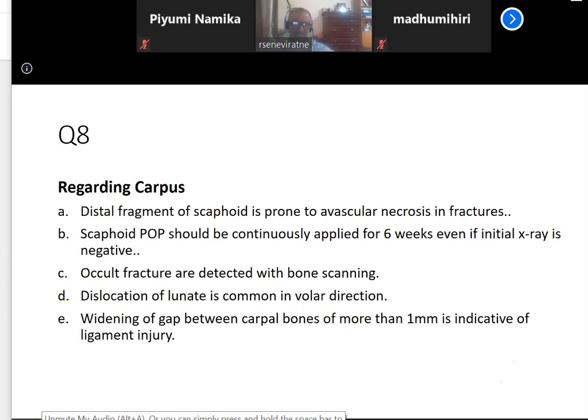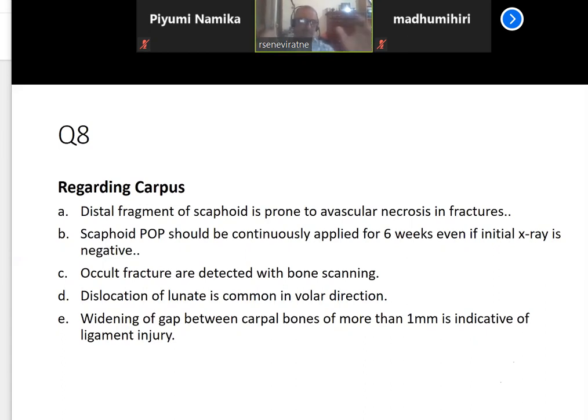Anybody? True. Not really, because it's like this, right? It's very important to know the management of scaphoid. So you clinically diagnose a scaphoid fracture. You do an X-ray, it shows a fracture, you apply scaphoid POP for 6 weeks. That's the first thing. Then it's okay, right?